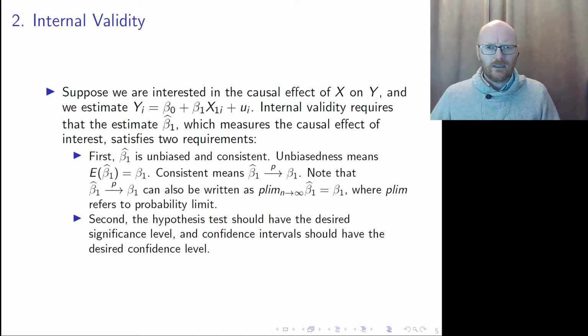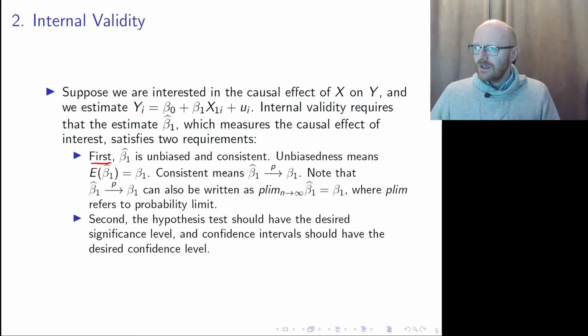What if we are interested in the effect of x, a change in x, on the y variable? So we have this simple regression model in which we have one x variable and the y variable, and internal validity requires that the estimate of the beta hat, which measures the linear causal effect of a change in x on the y variable, should satisfy two requirements. The first one is that our estimate of the slope is unbiased and consistent.